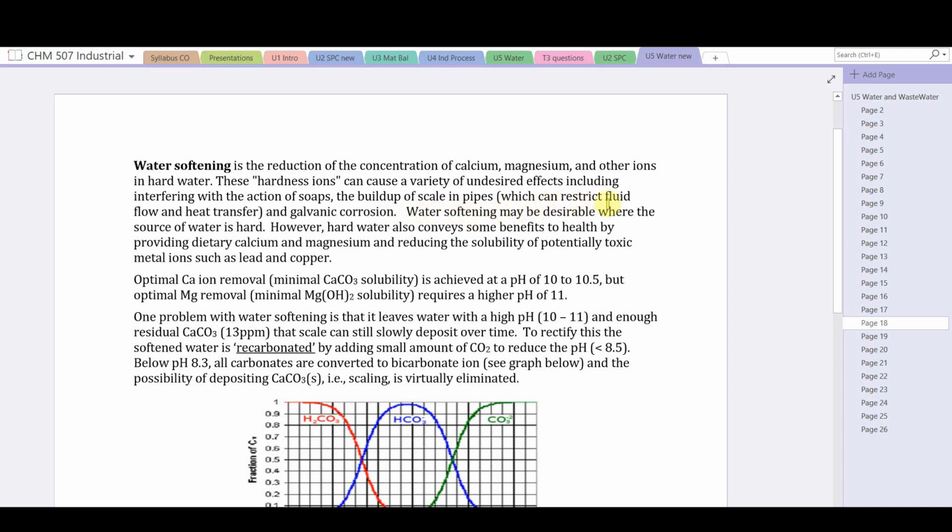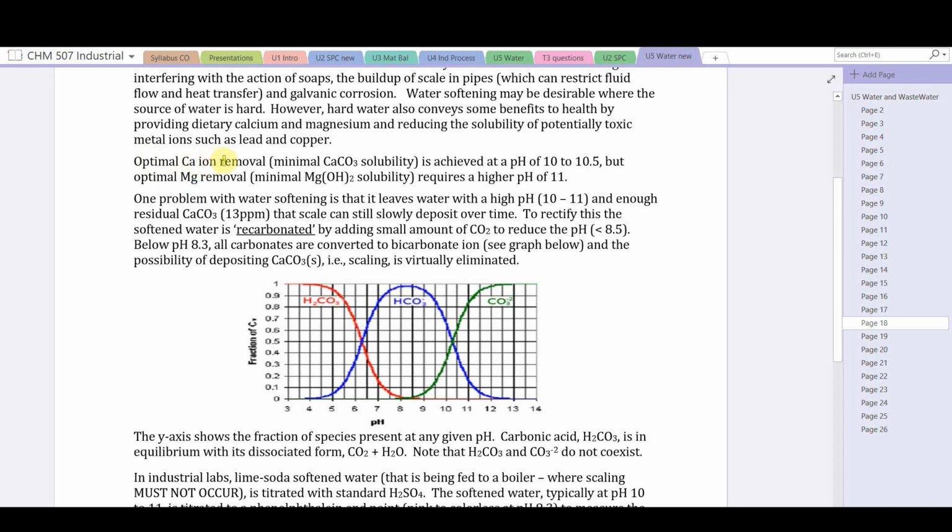Water softening may be desirable where the source of water is hard. However, keep in mind, hard water conveys some benefits to health by providing a dietary source of calcium and magnesium and reducing the solubility of potentially toxic metals such as lead and copper.